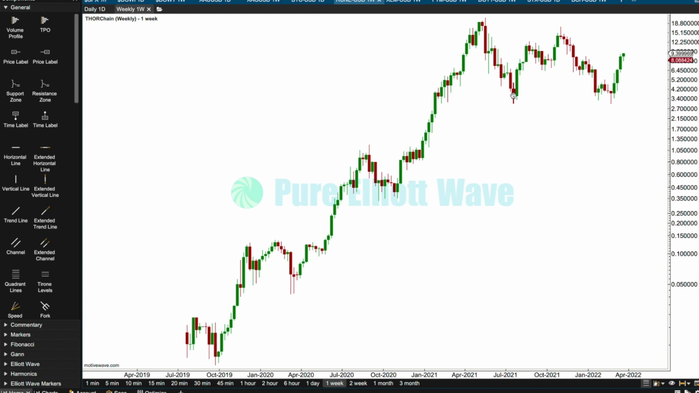3.03, just checking these lows here. 3.02, this low is below this low. So this looks like a big impulse up and this looks like it's correction.